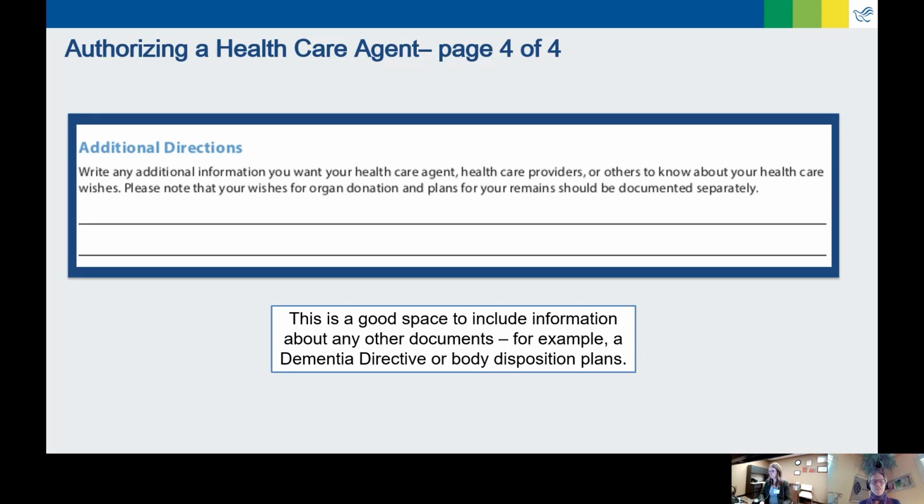we believe it's really helpful to just give a bit of information here under additional directions. And it can be something as simple as, at the time of my death, I am an organ donor, and then my wish is green burial. At the time of my death, I am not an organ donor and my wish is cremation. Something as simple as that.